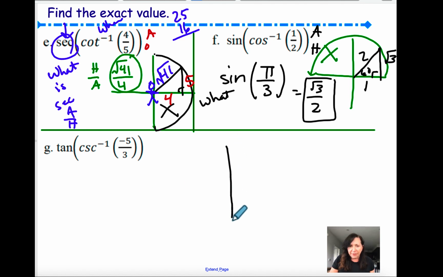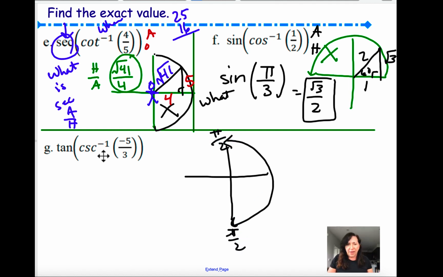So I'm going to draw my graph because cosecant is the reciprocal of sine. And therefore, it has the same restricted domain, which goes from, again, negative pi over 2 to pi over 2. And so this is asking me, where is cosecant negative 5 over 3? Well, this is positive, so that's out. So where is it negative?